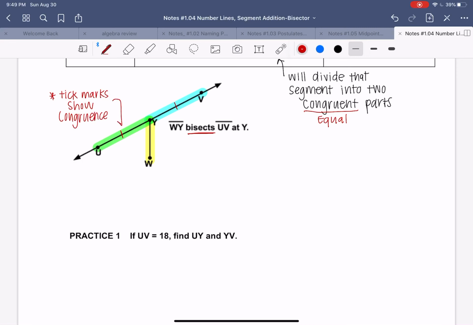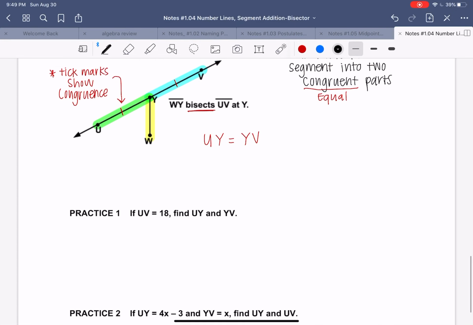So tick marks show congruence, just a little dash on the line. Okay, you'll see this on shapes, on triangles and hexagons and whatever we get to. So that means that UY is equal to YV. That's what that means.